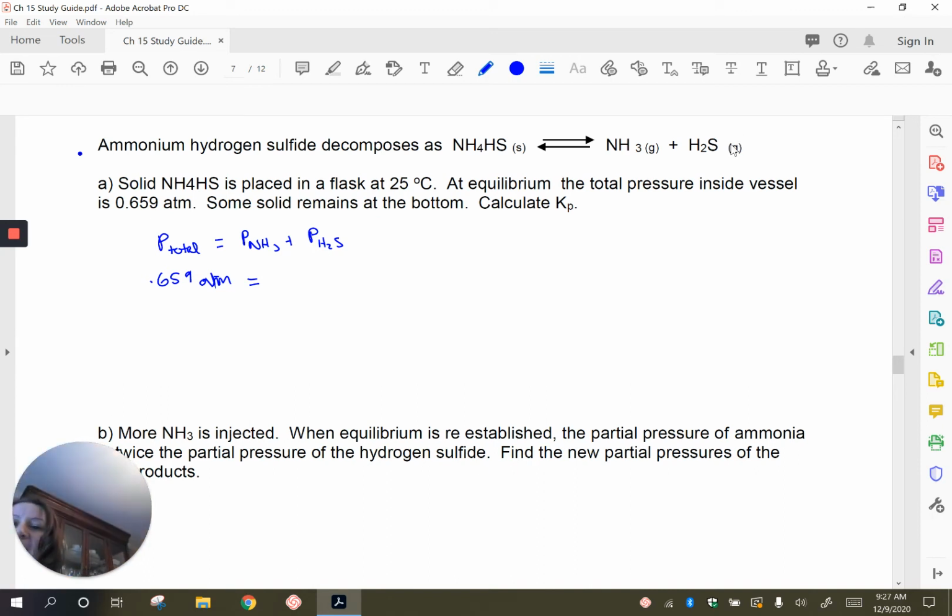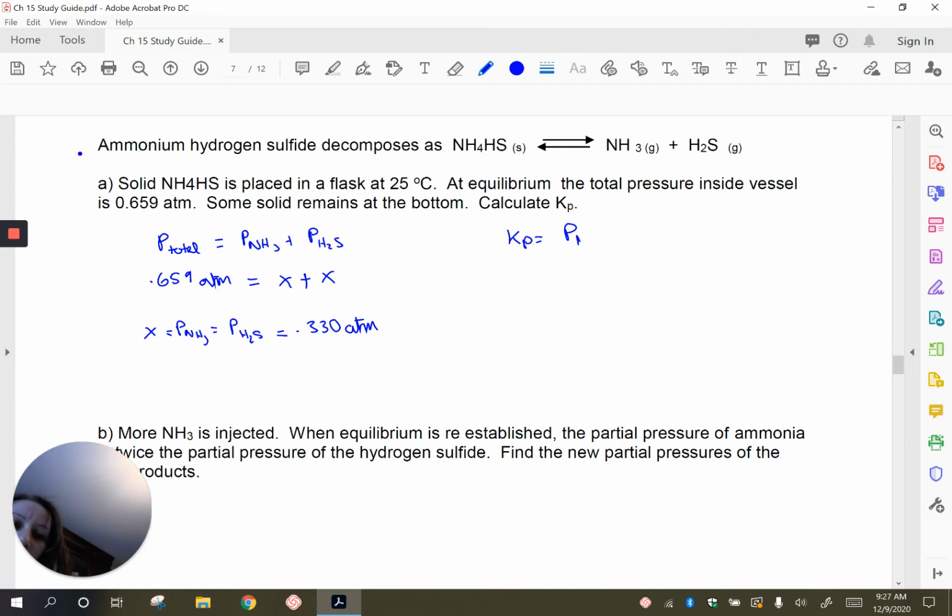So if we say that the partial pressure of NH3 is X, then the partial pressure of the H2S is also X. Sorry, that should be a plus there. So 2X is equal to 0.659. So X, which is the partial pressure of the NH3, which is also the partial pressure of the H2S, is going to be half of that, which is 0.330 atm.